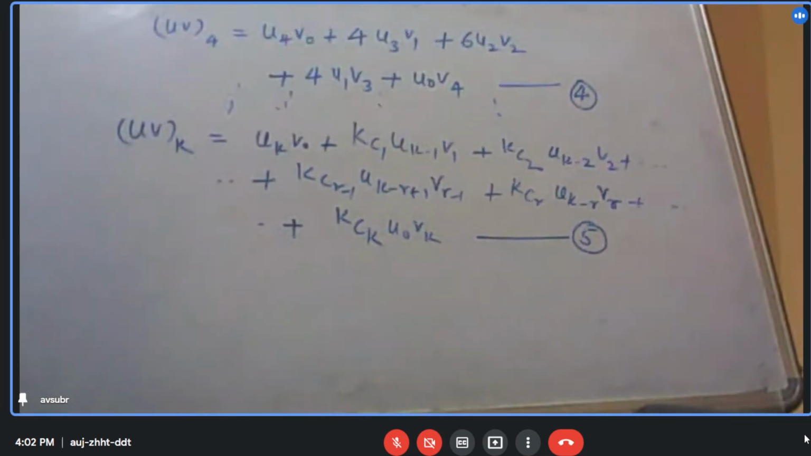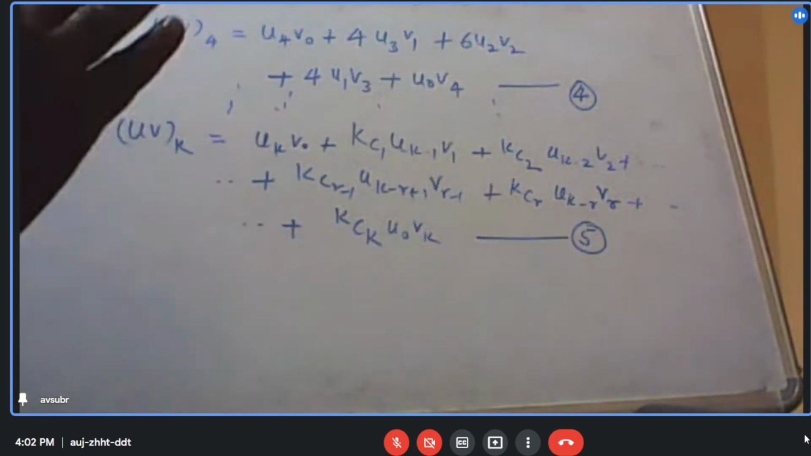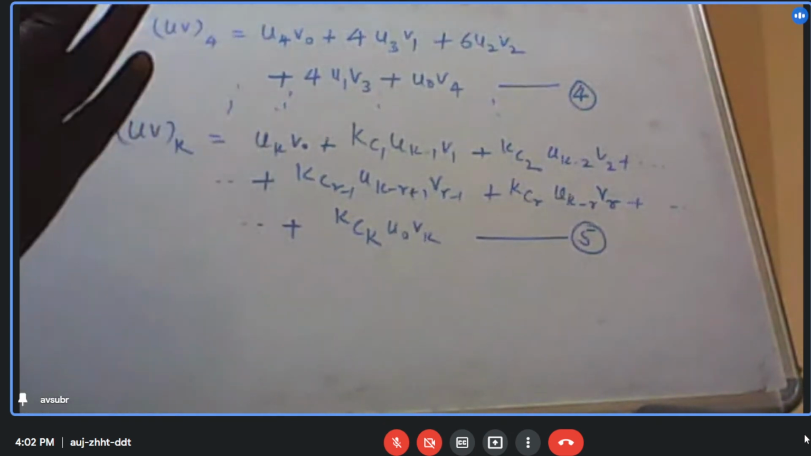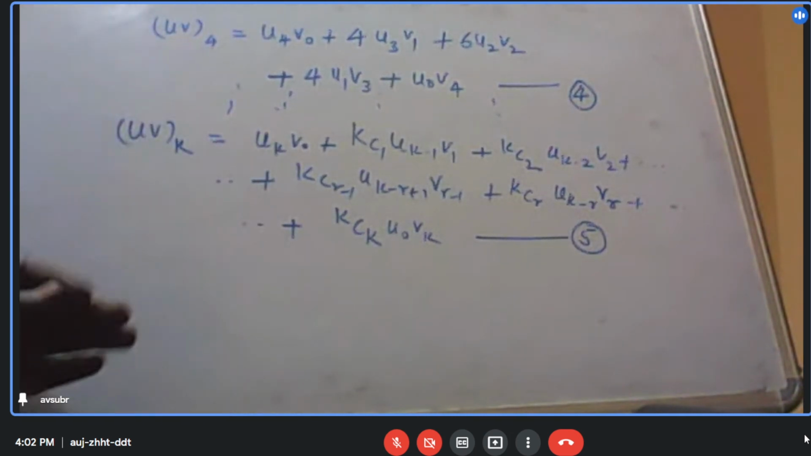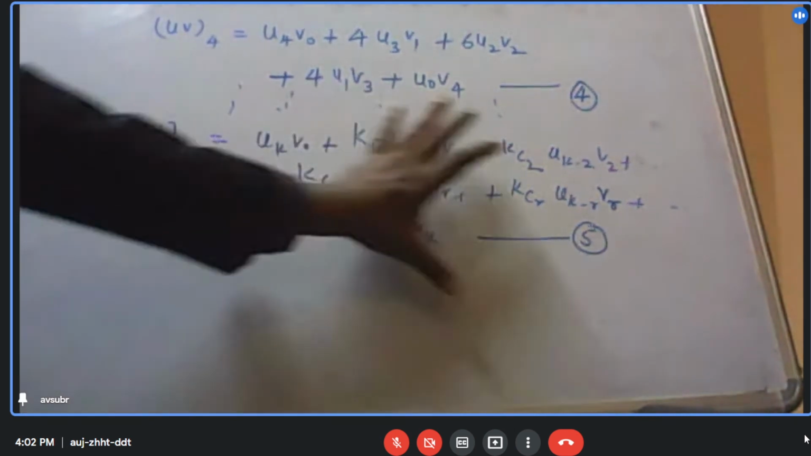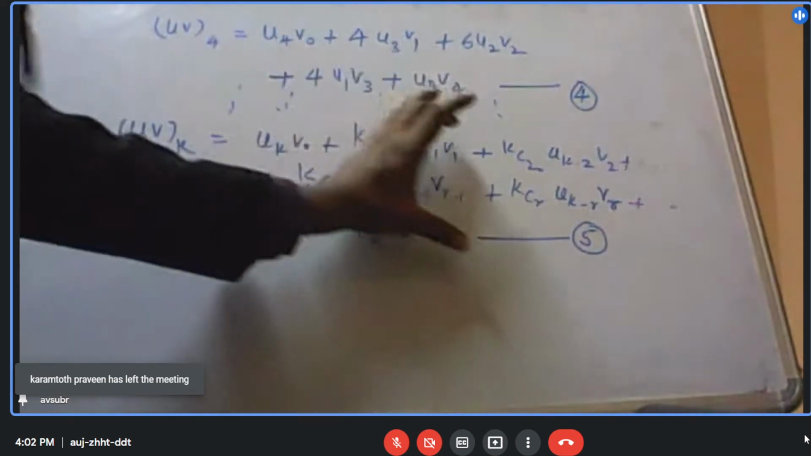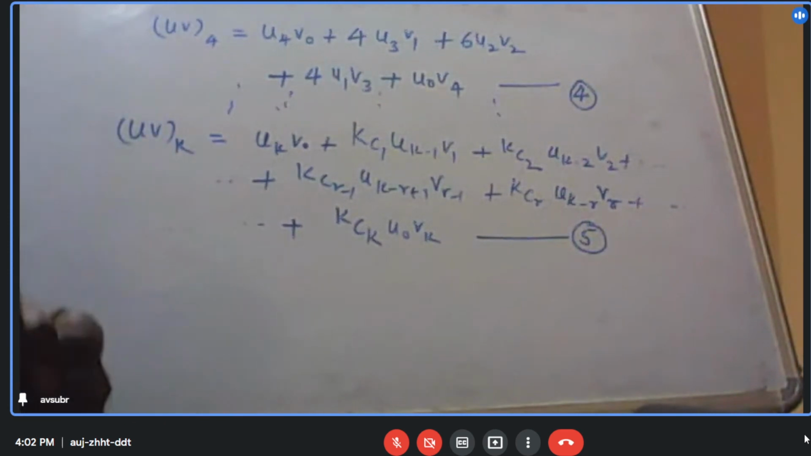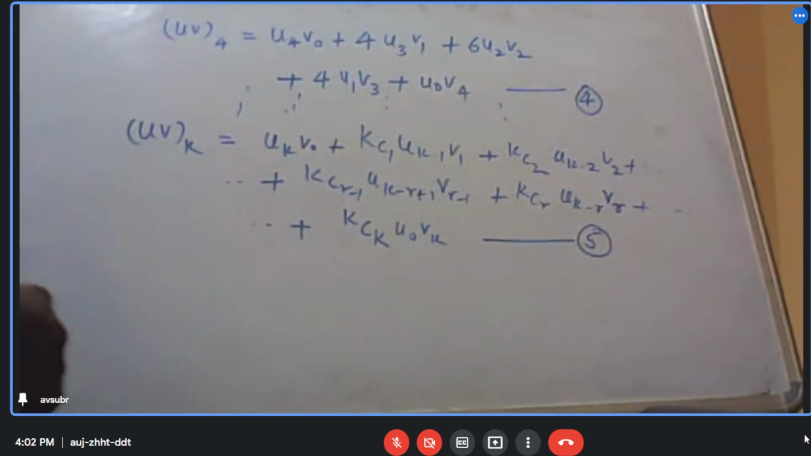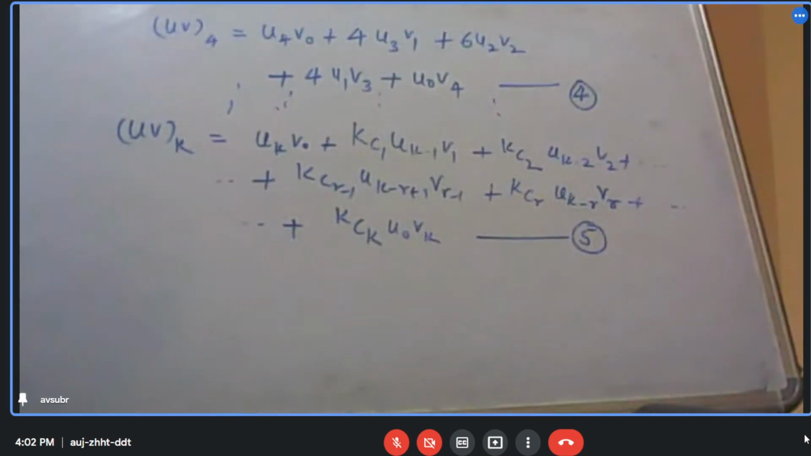Okay, the way we have carried out U1, U2, U3, sorry, UV, first derivative, second derivative of UV, third derivative of UV. Same way, if we continue for the kth derivative, we are getting this. So let us consider that this is what the kth derivative of this product UV is. Then this is what we get, equation 5.